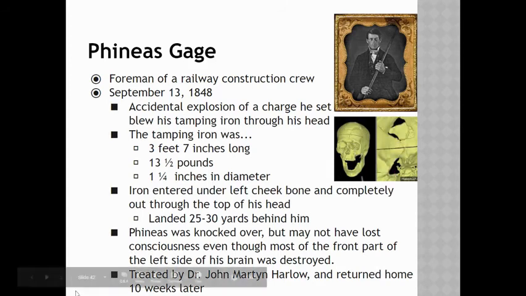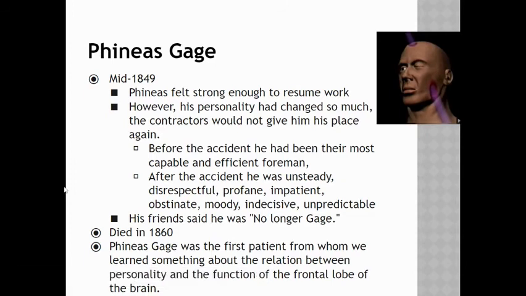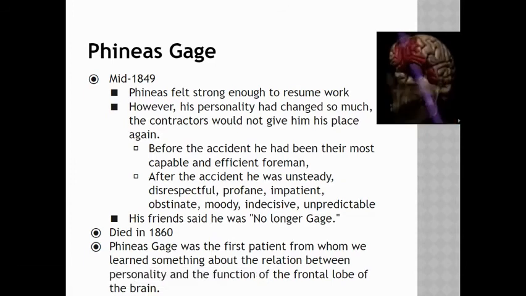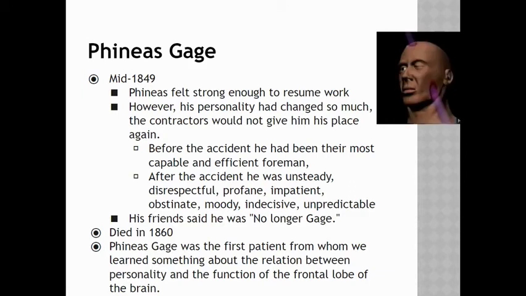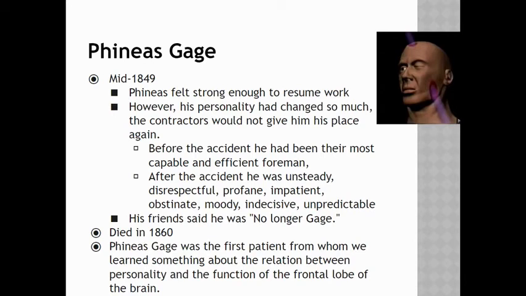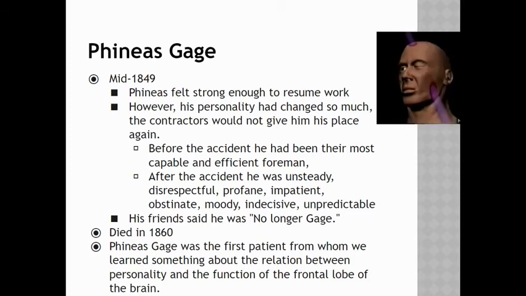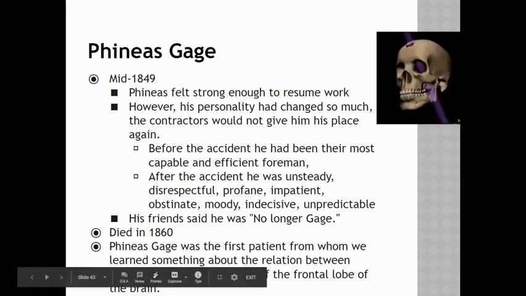He was treated by a doctor and then sent home. He felt like he was good enough to resume work. However, his personality had changed drastically. And this was the first patient that had been extensively studied that showed there to be a link between personality and the function of the frontal lobe. So Phineas Gage and the studies done on him were really groundbreaking in the area of brain study.